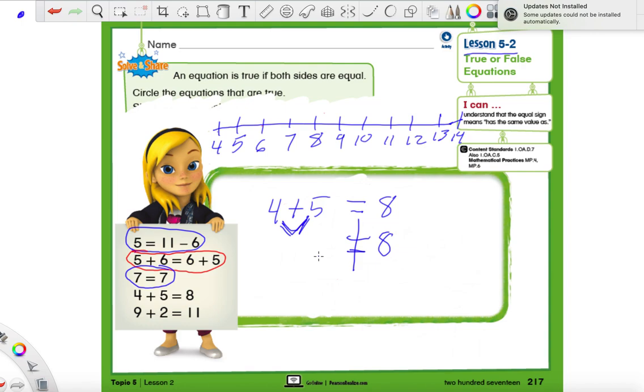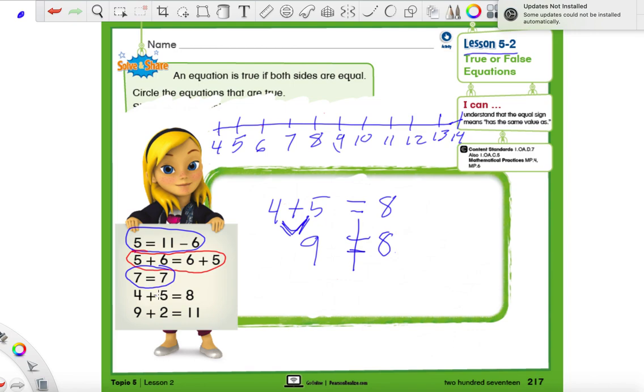Alright, if you're not done with that, then pause the video and take your time. Then hit play. But if you're all set, let's check it. Okay, 4 plus 5, start on 4, make 5 jumps. 1, 2, 3, 4, and 5. I landed on 9 right here. So 4 plus 5 equals 9. Is 9 the same as 8?